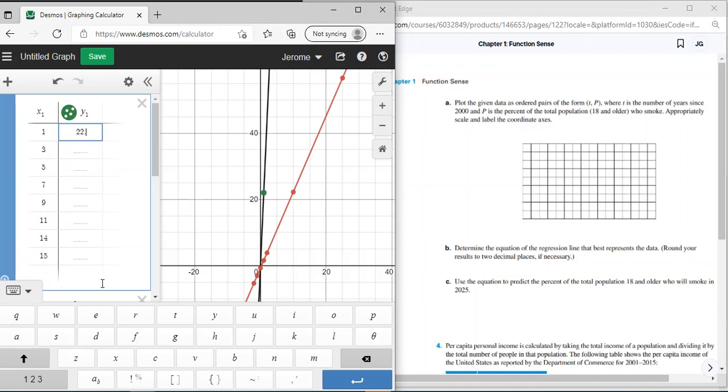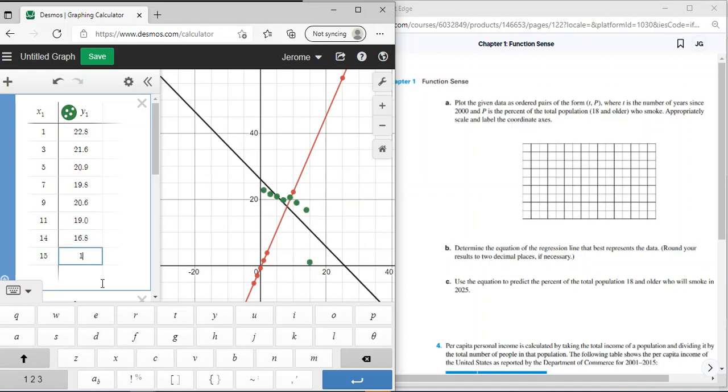We got 22.8, 21.6, 20.9, 19.8, 20.6, 19.0, or you could just type in 19, 16.8, and then also 15.0.